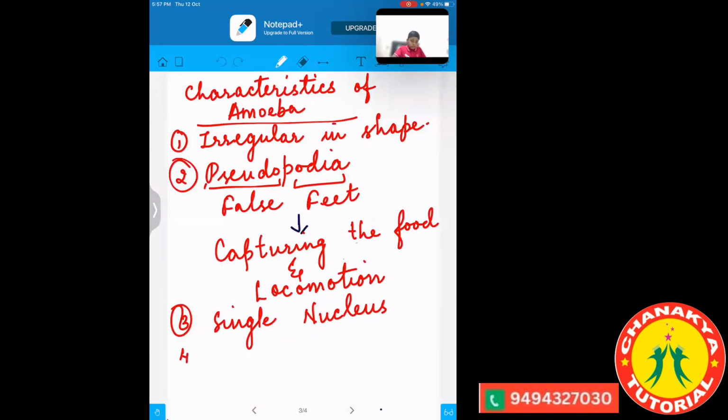Then the fourth thing, they have the contractile vacuole through which they will be throwing the undigested food outside the body. So these are some of the characteristics of amoeba. They do not have any perfect shape. They are irregular in structure or shape. They have pseudopodia for locomotion and for capturing the food. Then they have a single nucleus, and at last they have the contractile vacuole.